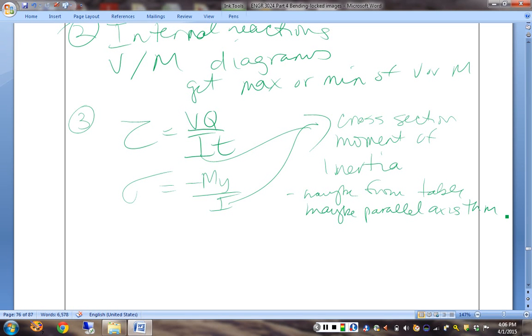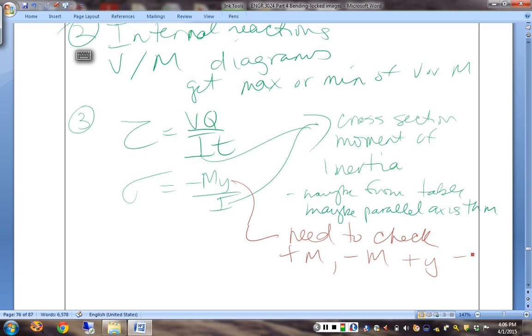So what's important if I'm saying where's my worst case, what if I have one of these non-symmetric cross-sections? You need to remember that you may need to check plus M, minus M, plus Y, and minus Y. If you have a non-symmetric cross-section, you need to check both your positive and negative bending moment and the top and the bottom of the beam, because it may not be gut intuition where the biggest stress is.